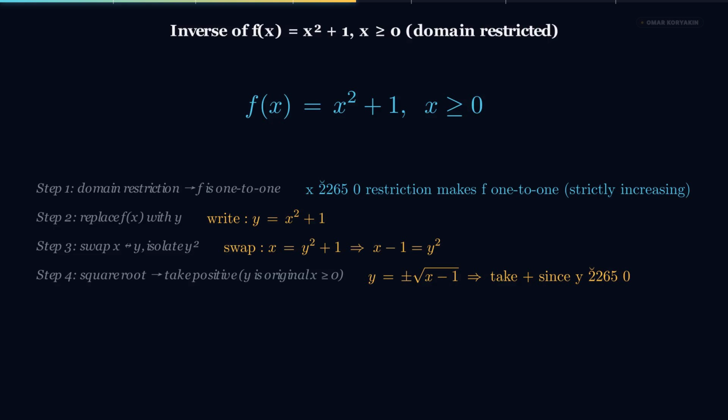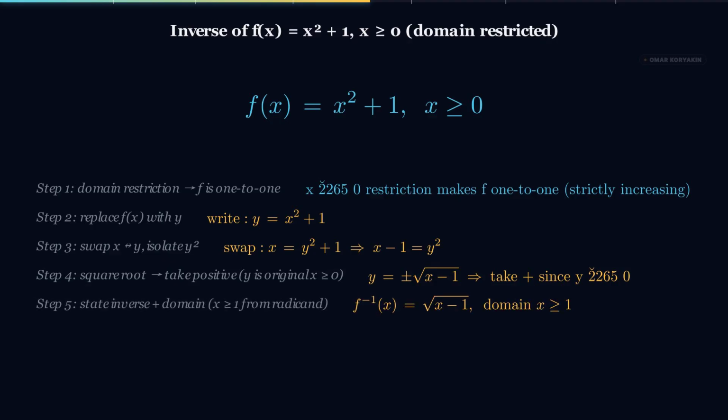The domain of the inverse is x greater than or equal to 1, because the radicand x minus 1 must be non-negative. The range of the inverse is y greater than or equal to 0, matching the restricted domain of the original f. The domain and range swap between f and f inverse in general.